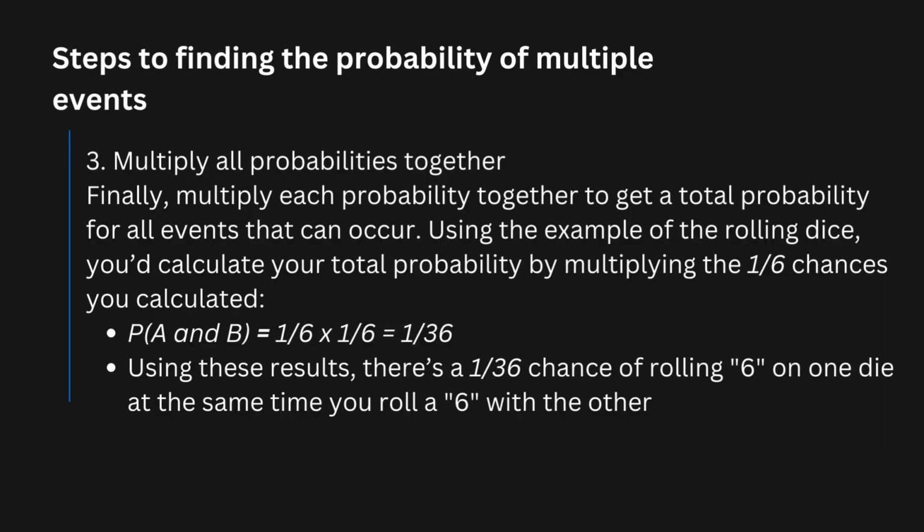Third, multiply all probabilities together. Finally, multiply each probability together to get a total probability for all events that can occur. Using the example of rolling dice, you'd calculate the total probability by multiplying the 1 out of 6 chances you calculated. P(A and B) equals 1 out of 6 multiplied by 1 out of 6, which equals 1 out of 36. Using these results, there's a 1 out of 36 chance of rolling a 6 on a die at the same time you roll a 6 with the other.